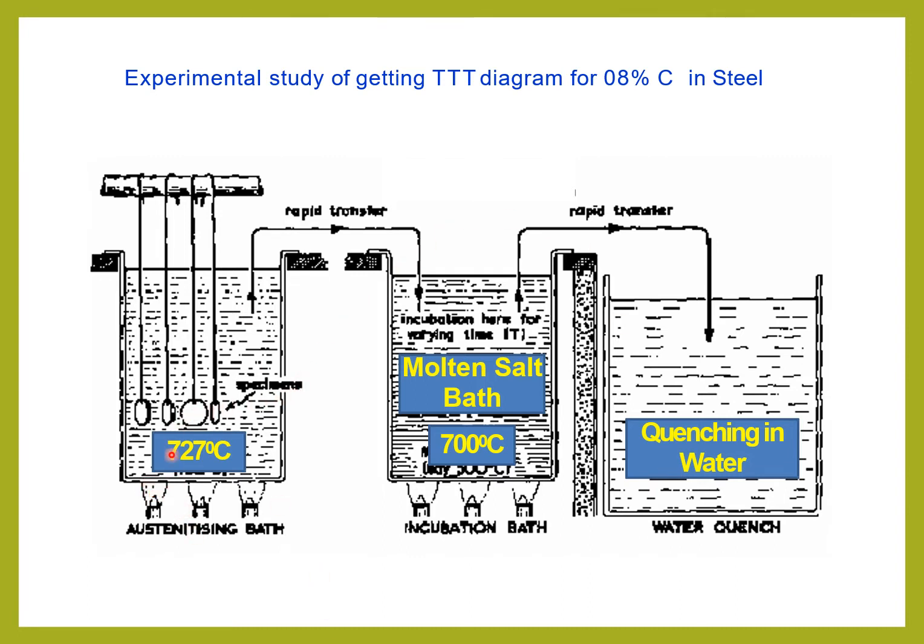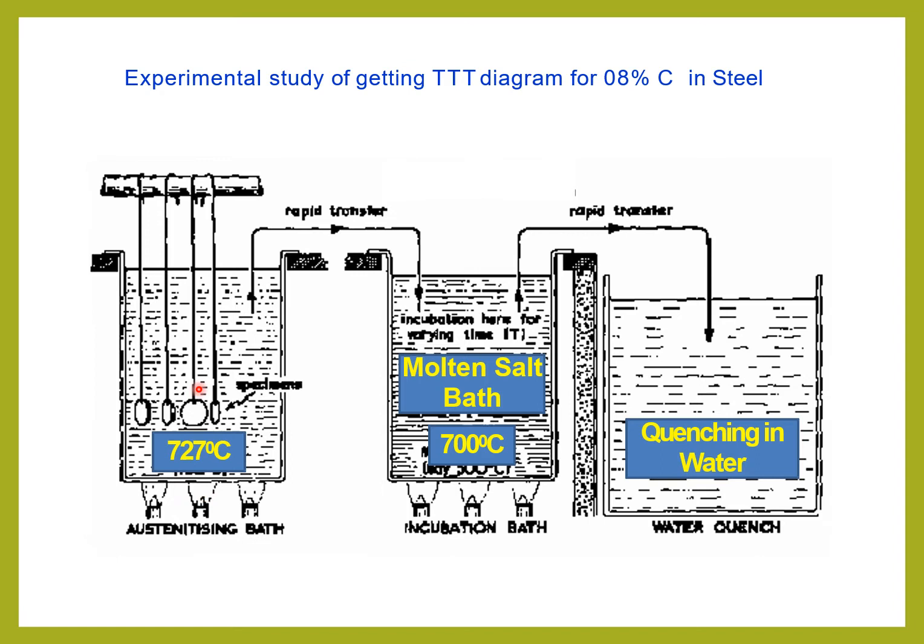First we have to take the steel samples. We attach wire handles to them, and then we keep these steel samples in the furnace and heat them up to around 727 degrees centigrade. Once the entire steel sample is heated, it is converted into austenite structure.